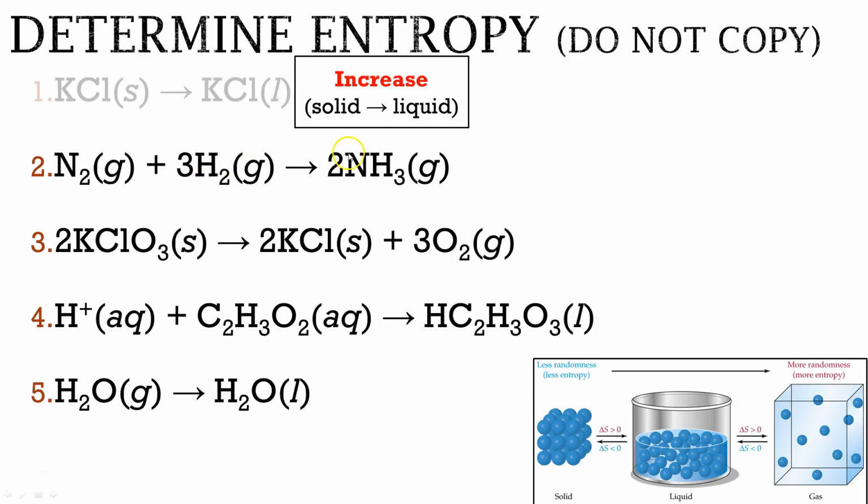Nitrogen gas plus hydrogen gas is going to make ammonia, in this case in the gaseous form. So we don't have any changes in state, so we can't do that. So now we need to look at the number of moles. On the left here, my reactants, I have 1 plus 3, so I have 4 total moles, and in the end I'm going toward 2 moles. So I'm going from 4 to 2.